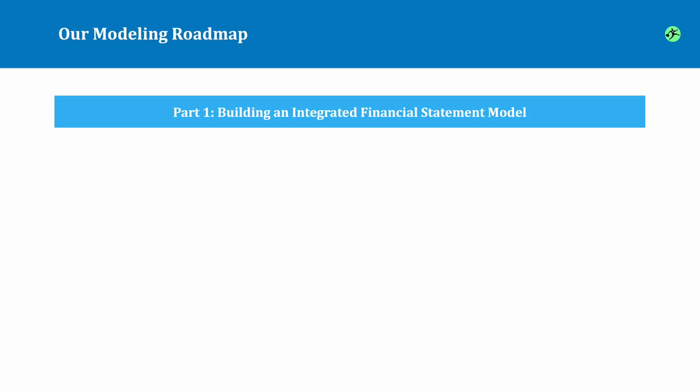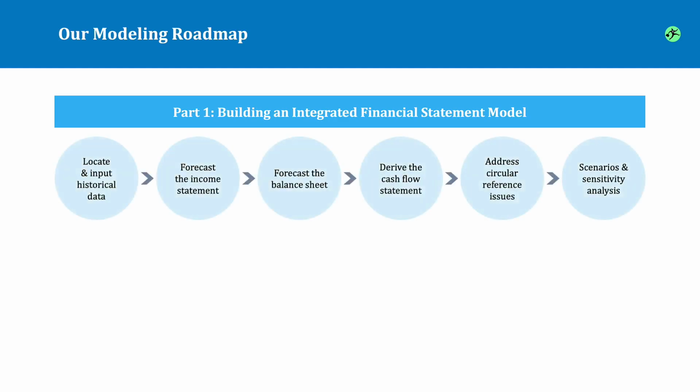We've actually broken up our modeling roadmap into two parts. The first part is building the core three-statement model. As I've talked about already, the three-statement model we're about to build really represents the core foundation of any sophisticated modeling exercise. There are 6 steps to what we're about to do.